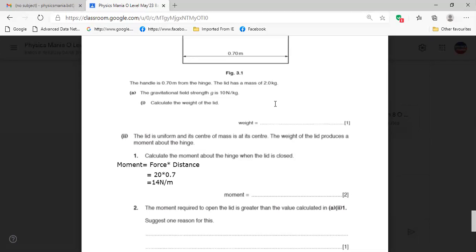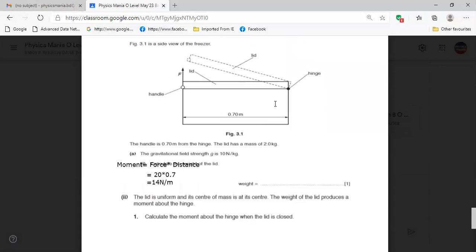The distance. Yeah, because where will the center of mass of this lid be? Can you see the diagram? Okay. Oh, now I got it. The weight should act in the middle, right? Yes, the center of the lid, because it is uniform.